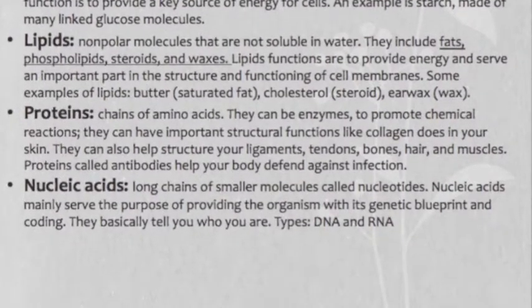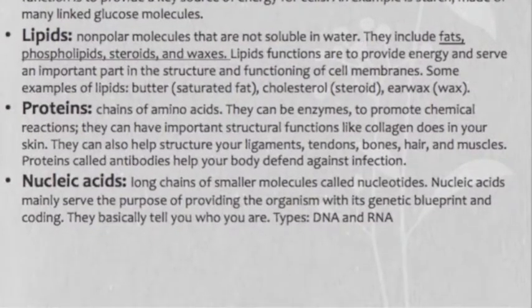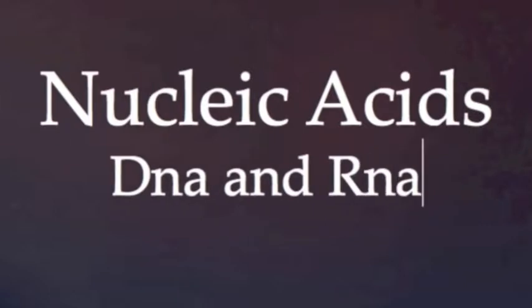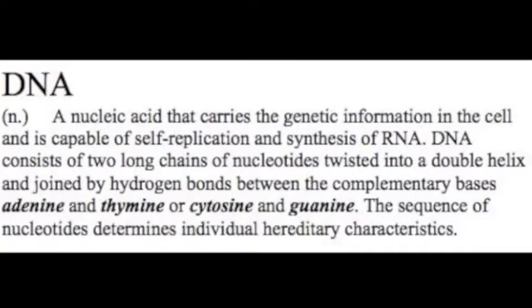This type of biomolecule brings us to the next topic, which is nucleic acids, more specifically DNA and RNA. DNA carries the genetic information in the cell, and it's capable of self-replication and synthesis of RNA. It consists of two long chains of nucleotides twisted into a double helix and joined by hydrogen bonds, which I'll talk about later.